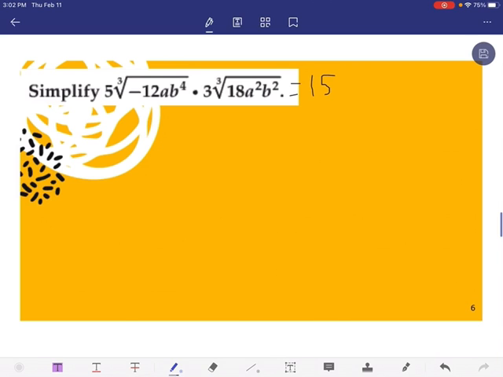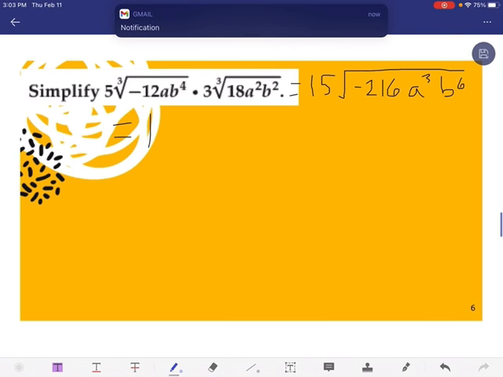And then we need to try and reduce our things on the inside. And usually it's helpful to go ahead and multiply it out. So I have a negative 12 times an 18 is going to give me a negative 216. Then I have an a times an a squared, which gives me a to the third. And then I have a b to the fourth times b squared, which is going to give me b to the sixth.